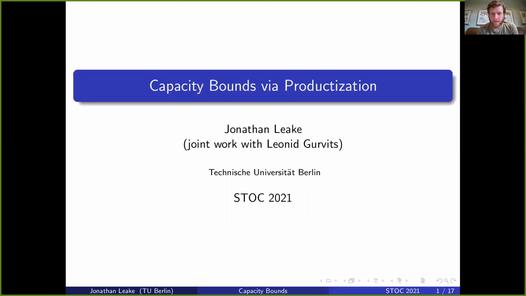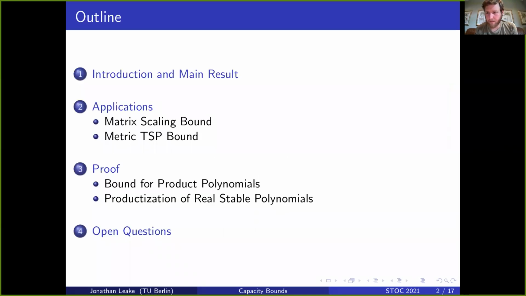I'm Jonathan Leake, and I'm going to be talking about capacity bounds via productization, and this is joint work with Leonie Gervitz. Okay, so here's the outline of my talk today.